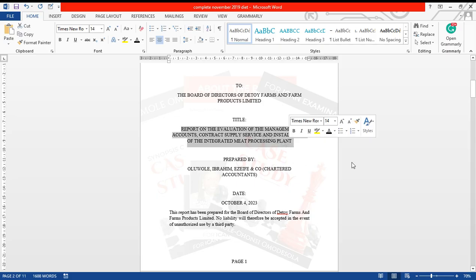Now, I was explaining in the previous classes that you should draft a title as per the requirement. So we're asked to evaluate the management account, and we're also asked to evaluate the contract supply service from the shop and the installation of the meat processing plant. So you don't have to make it look all bulky and lengthy. Your summarization skills have to be top notch, like I always say. So you have to look for a way to merge the two requirements together and bring a topic together.